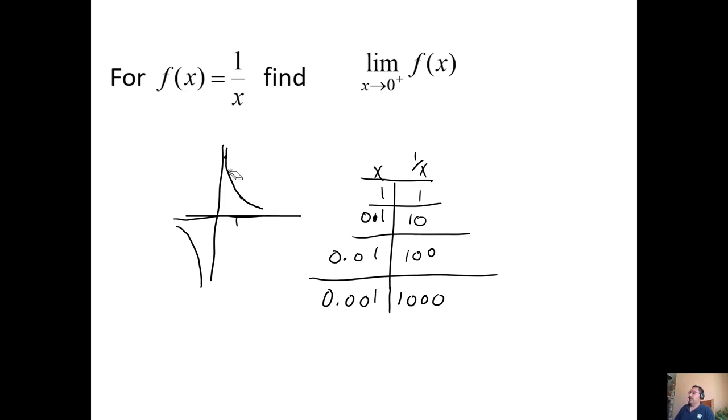So when your limit as x approaches a specific number of a function is either positive or negative infinity, you have a vertical asymptote. And so that is what we say here. The limit as x goes to zero from the right of f of x equals infinity. And that just means that your outputs increase without bound. There's no bound to them. And what that means is that your graph is going to have a vertical asymptote.